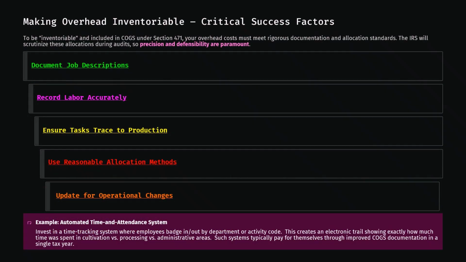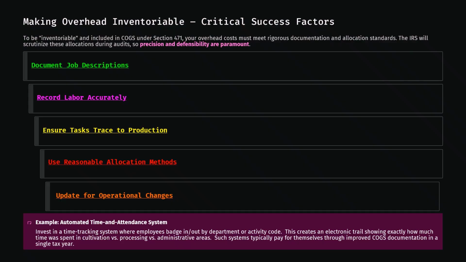It's not enough to know something should be deductible, you have to prove that it is. The IRS isn't going to just take your word for it. If you want to include payroll, overhead, or indirect costs in COGS under 471, you've got to back it up with real documentation that shows what people were doing, when they were doing it, and how it ties to production.